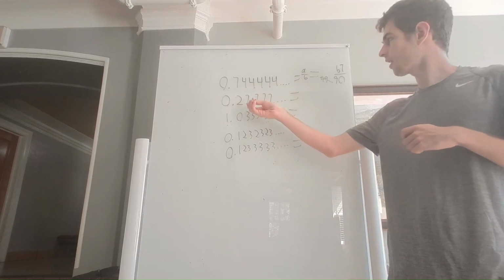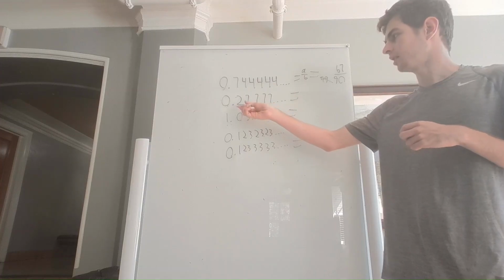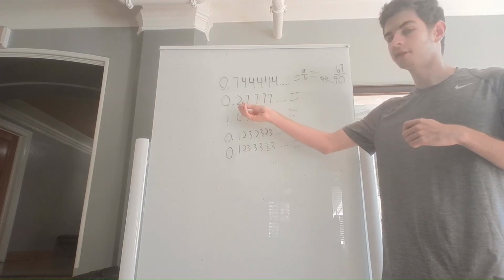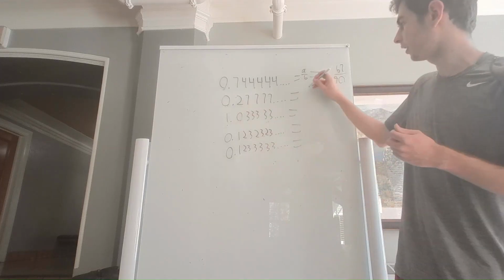This is more of the same, except you'll need to simplify this time. 27 minus 2 is 25, divided by 90. Well, that can simplify to 5 over 18.